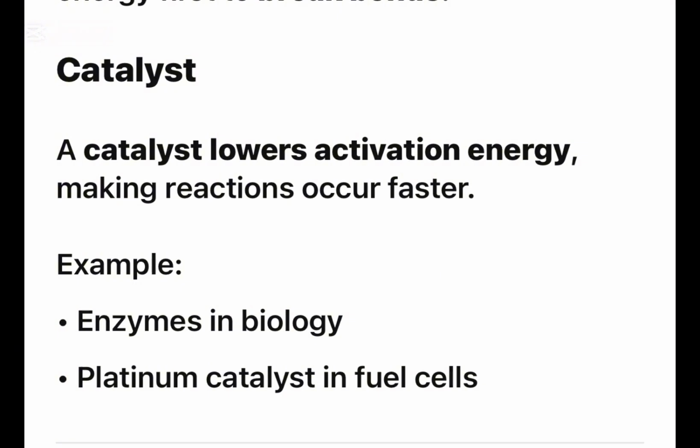There are two types of catalysts. You can have organic catalysts and inorganic catalysts. An example of an organic catalyst is enzymes in biology. An inorganic catalyst is platinum. A catalyst is a substance which alters the rate of a reaction, and at the end of the reaction, it remains chemically unchanged.